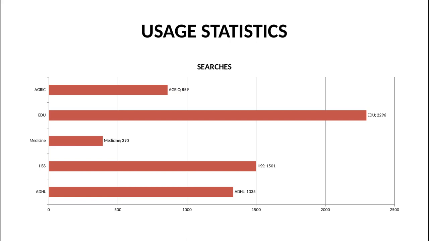The School of Education materials, about 2,300. Humanities is 1,500. The period is from January to Monday this week, as of this year, exactly.